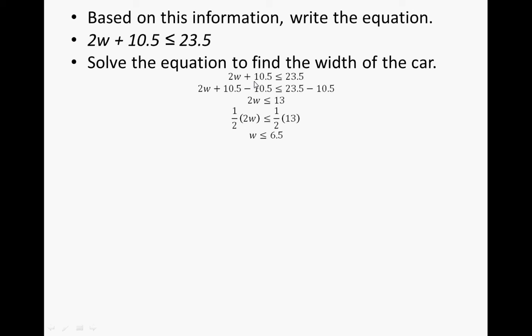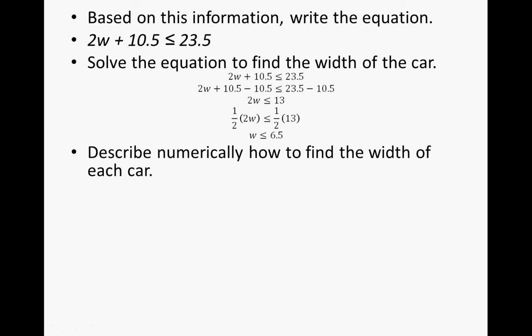If you start with 2W plus 10.5 is less than or equal to 23.5, we're going to start by subtracting 10.5 from both sides. That leaves us with 2 times W is less than or equal to 13, and multiplying by the reciprocal of 2, which is 1/2, we would get half of 13, which is 6.5. So the width of the cars can be less than or equal to 6.5 feet. So describe numerically how to find the width of each car.